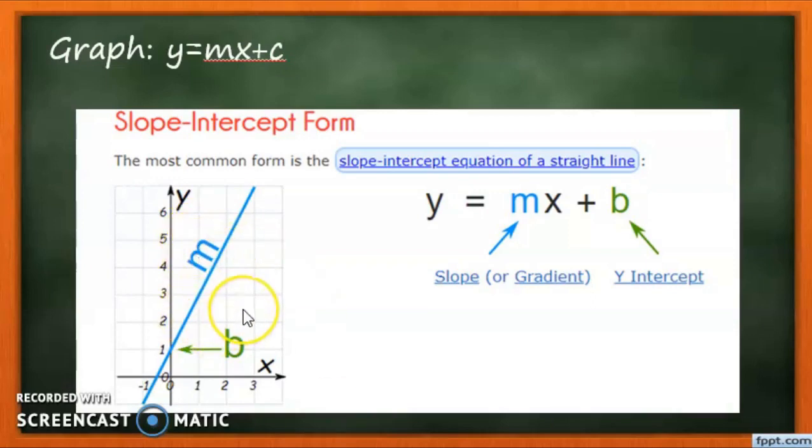Alright, so let's look at the graph. On the graph here, we have m, which is the slope of the line, and b, the y-intercept, right here. If you remember the meaning of y-intercept, it is the y-coordinate of a point where a line intersects the y-axis. Alright, let's look at a video.